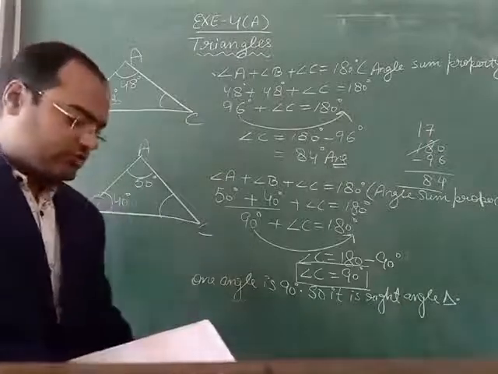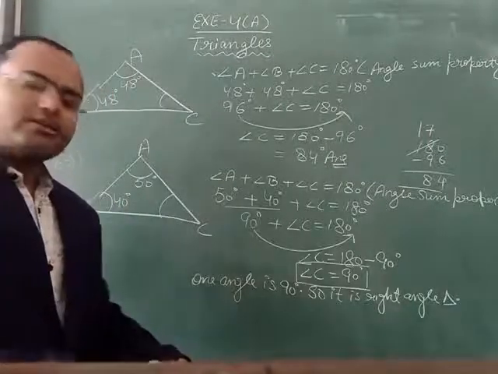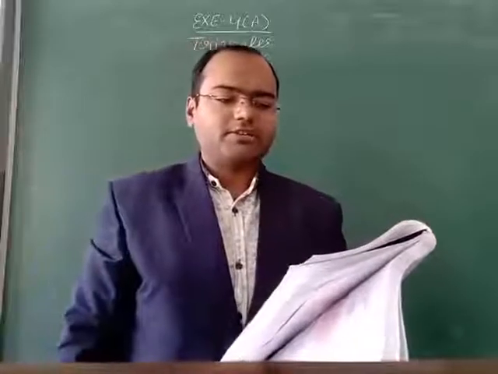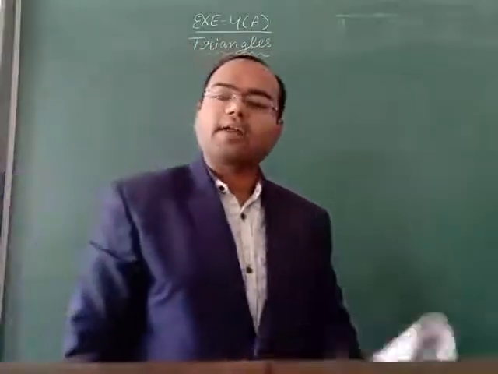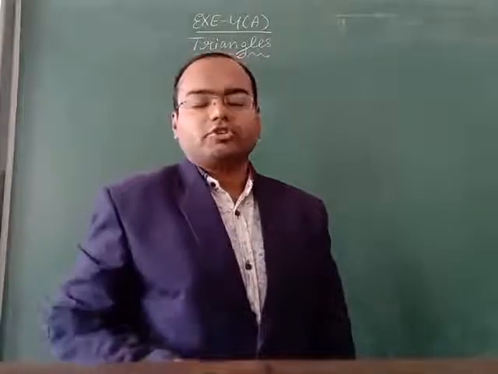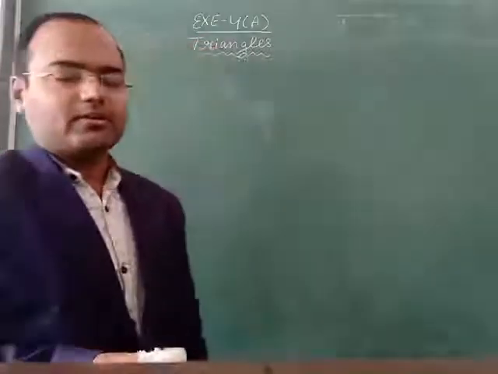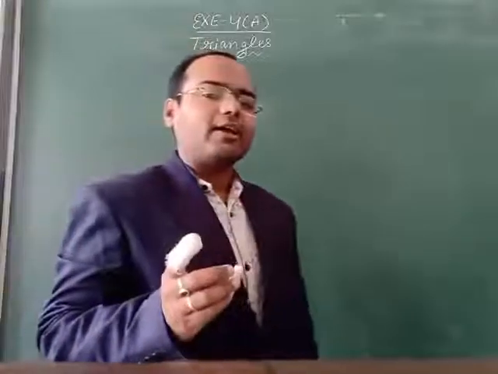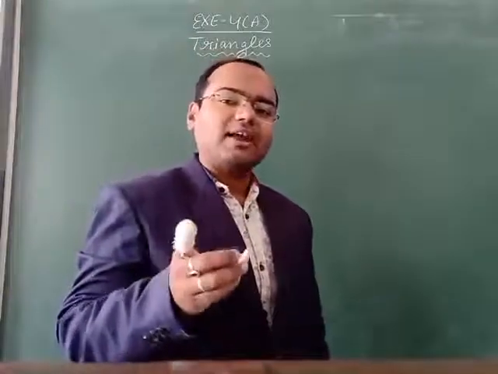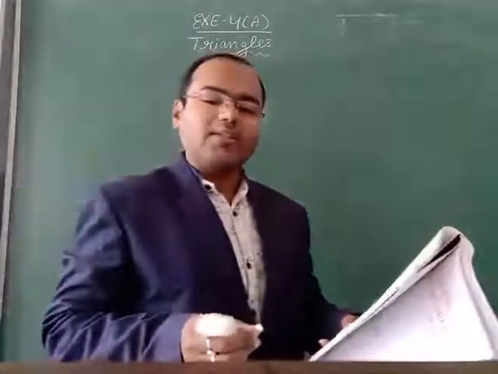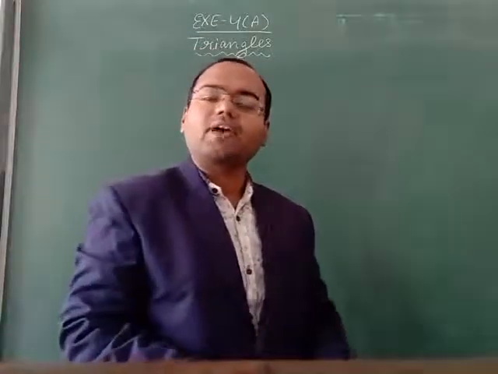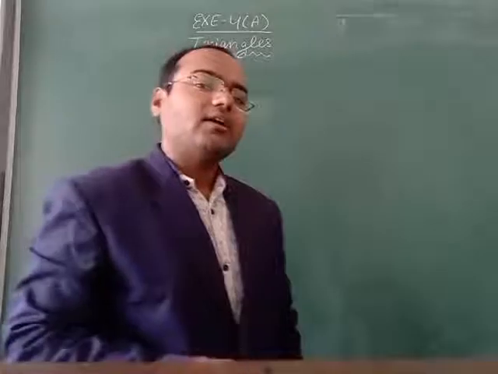Now come to next question. Question number 6th. How many acute angles are there in a right angle triangle? In the question it is asking how many acute angles. Acute means less than 90. How many less than 90 angles are there in a right angle triangle? What type of triangle is it? Triangle is right angle triangle.